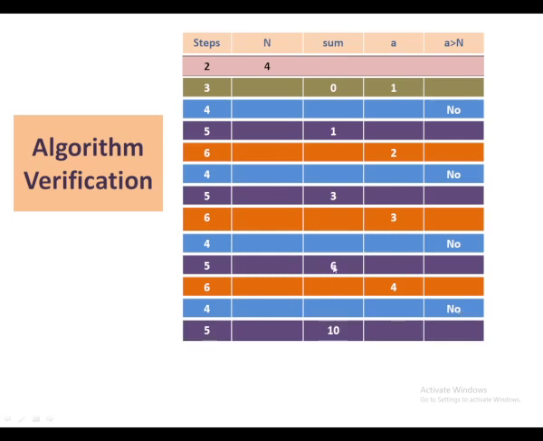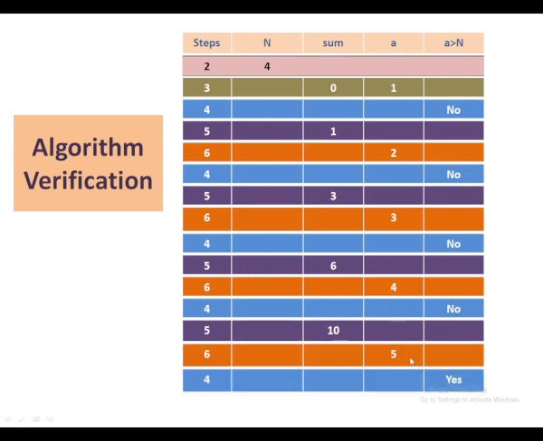So on repeating, you will get 6 plus 4 is 10, and then incrementing, a becomes 5. Then now the condition is true. So 5 is greater than 4. So what it will do? It will just display the sum. So what is your sum value? It is 10. So this is the answer it will display.